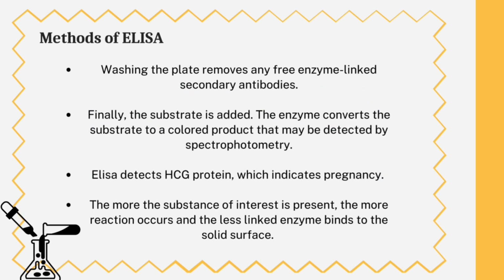ELISA detects HCG protein, which indicates pregnancy. A combination of blood or urine sample and pure HCG linked to an enzyme is given to the system. If HCG is not present in the test sample, just the related enzyme binds the solid surface. The more the substance of interest is present, the more reaction occurs, and the less linked enzyme binds to the solid surface. These reactions are typically recognized by a change in the color of the solution.